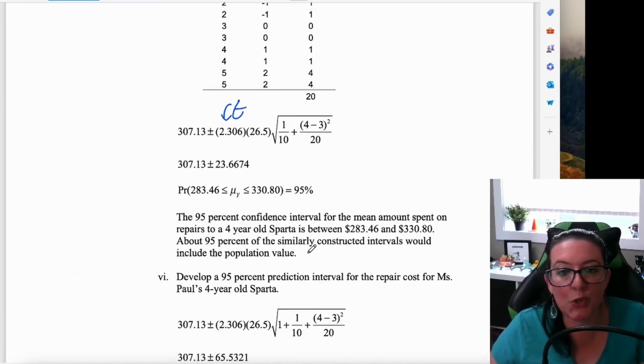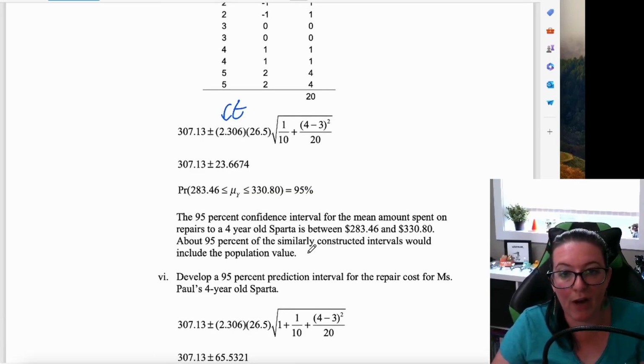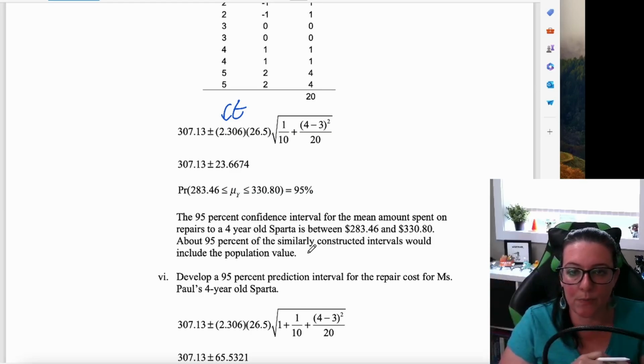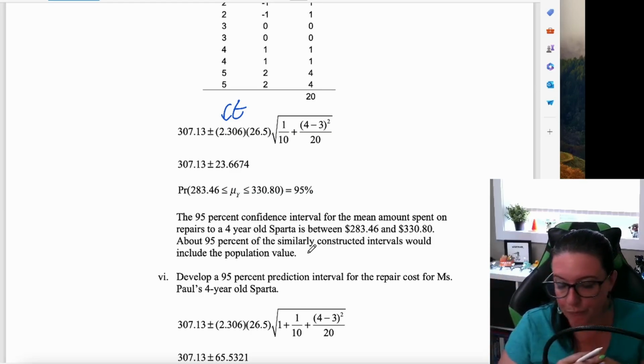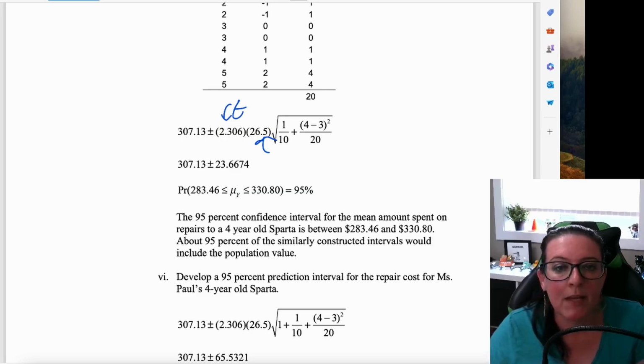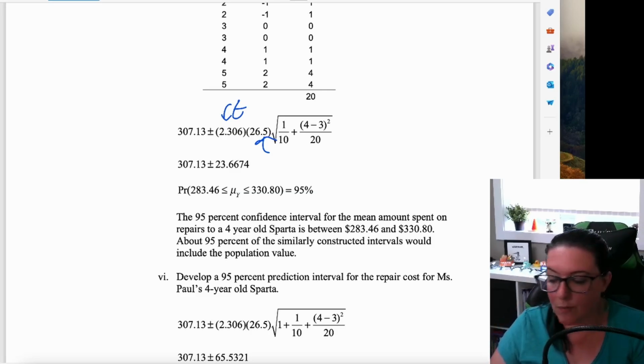So that's where this 2.306 came from. It's an alpha of 0.05, but because it's two-sided, we divide that by 2, and then our degrees of freedom are n minus 2. Okay. Then we have that 26.5. This is the standard error that you just calculated. And then we need our 1 over n, okay?